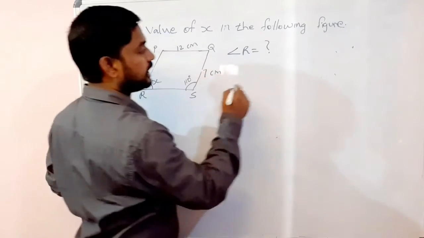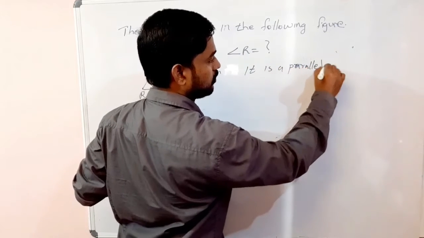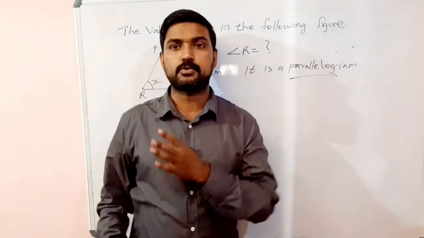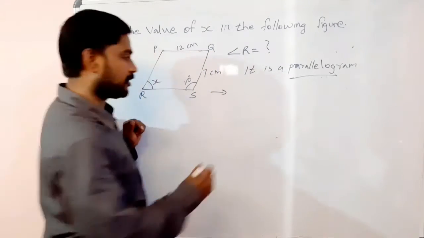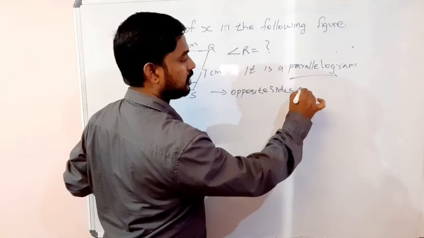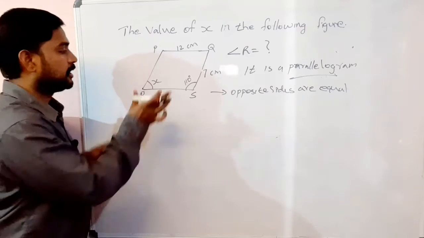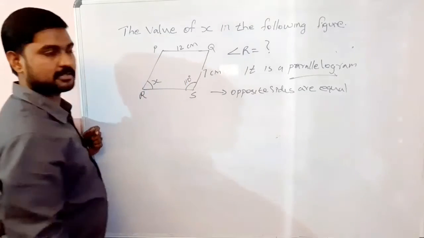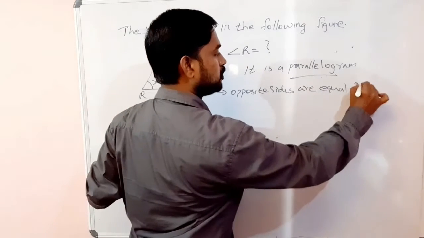By observing this we can understand it is a parallelogram. So we have to understand what the properties of a parallelogram are. A parallelogram means its opposite sides are equal. You have to observe which are the opposite sides here. This PR is opposite to QS. These 2 sides are opposite. So we can say PR is equal to QS.